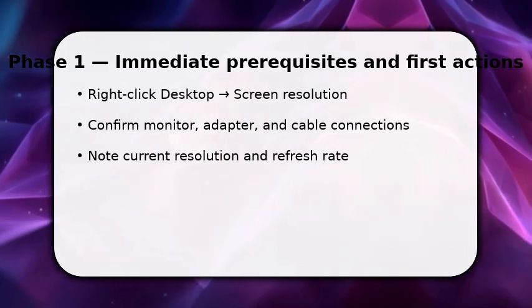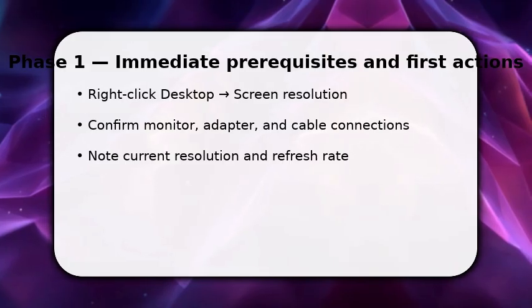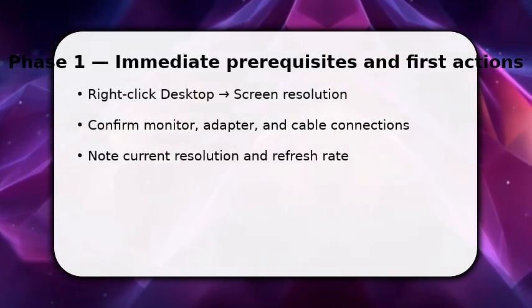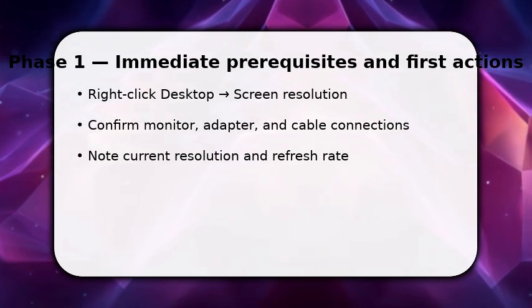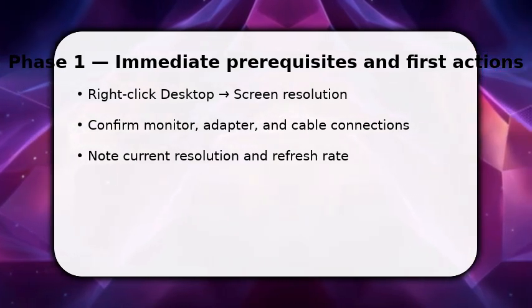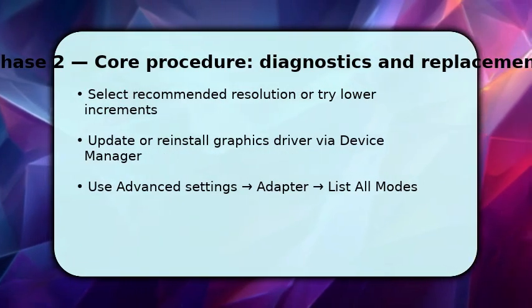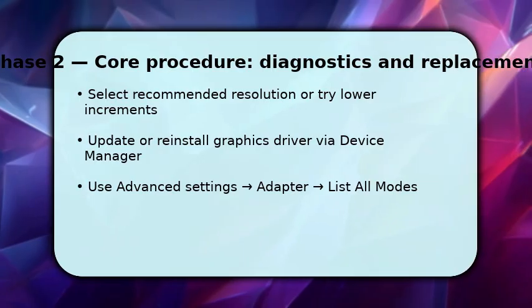If not, click Detect. Now, choose the initial resolution from the drop-down so you have a baseline to compare. This prevents guesswork when you change settings. Next, change the resolution stepwise. Pick the recommended setting first, then test higher or lower options in small increments.